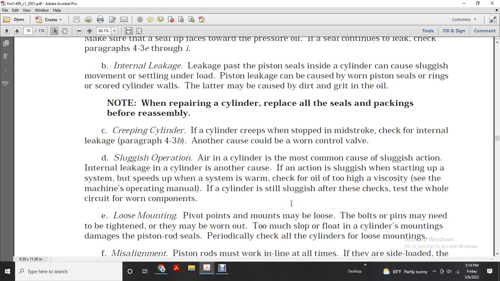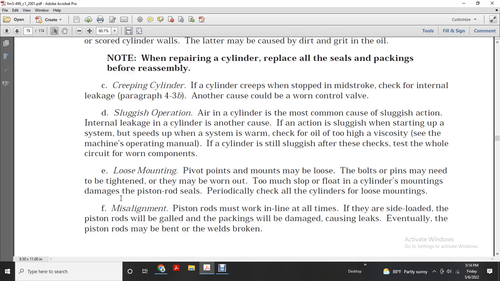Sluggish operation. Air in the cylinder most commonly causes sluggish action. Internal leakage in the cylinder is another cause of sluggish action. If the system is sluggish at startup and speeds up when the system is warm, check for oil of high viscosity. See if the machine operates manually. If the cylinder is still sluggish after these checks, test the whole circuit for worn components.